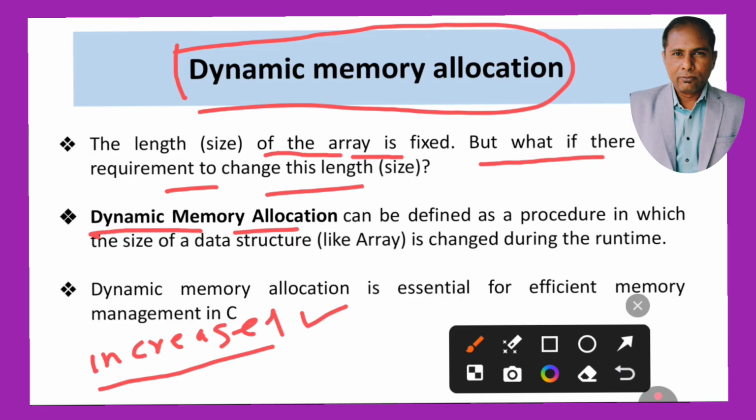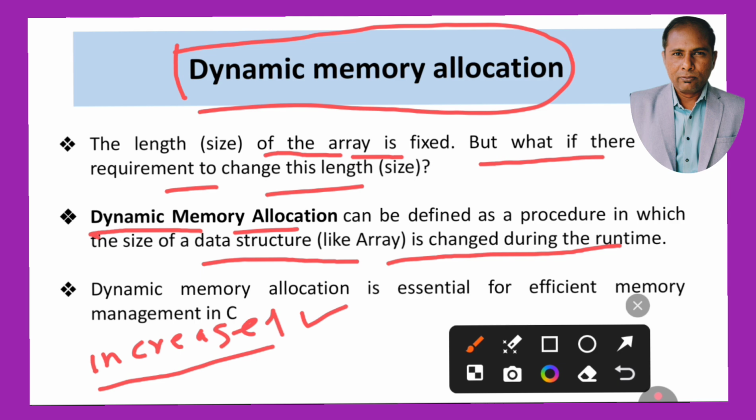Dynamic memory allocation is defined as a procedure in which the size of a data structure is changed during the runtime. By this dynamic memory allocation, we can change the size of a data structure. So dynamic memory allocation is essential.